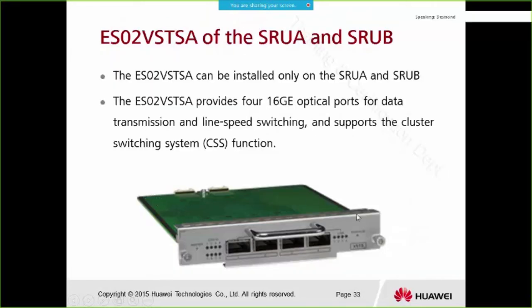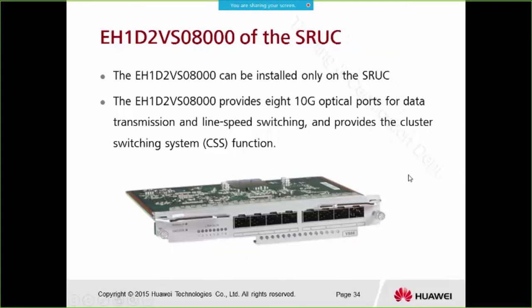Okay, this is a subcard of the SRU. This subcard can provide 4 16GE optical ports for data transmission and line speed switching. It can also support the cluster switching system, the CSS function. We can use these ports for CSS to connect different chassis switches to establish a CSS system. Another type of subcard is like this. It can provide 8 10GE optical ports, and these ports can also be used as service ports and CSS ports.